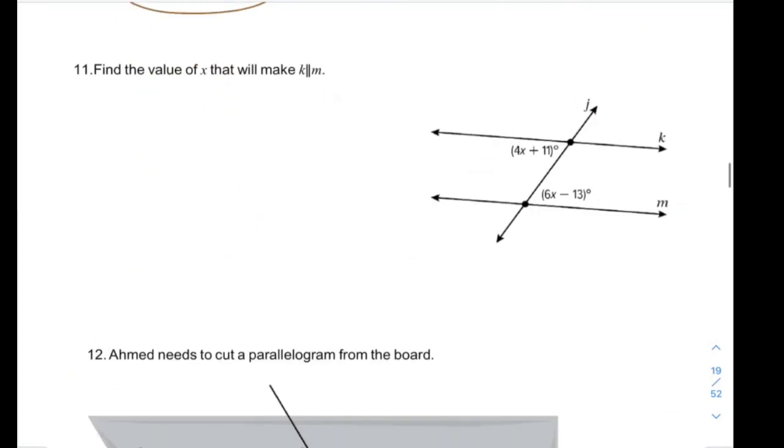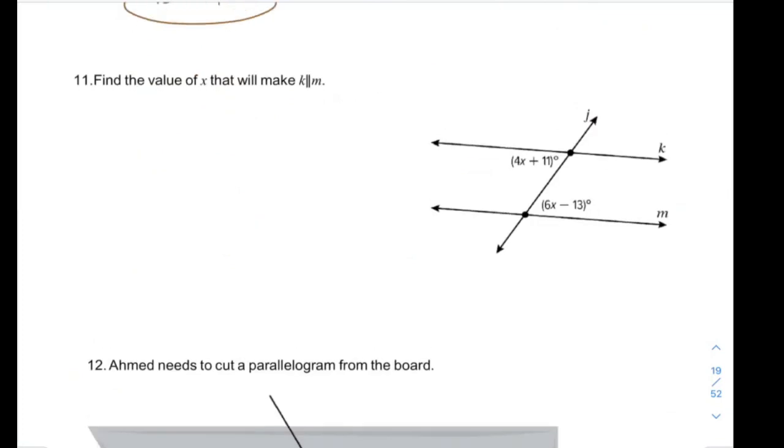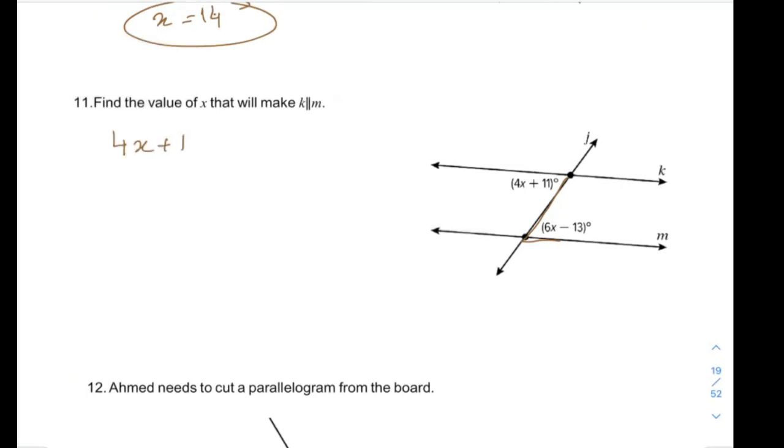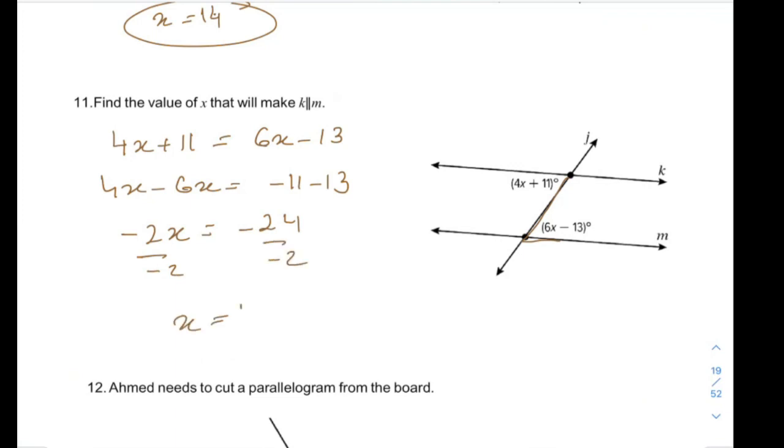Find the value of x that will make k parallel to m. As you see, they are in the form of a Z, meaning alternate interior angles. So they are congruent, so we will make them equal to each other. For x plus 11, this one, equals 6x minus 13. So 4x minus 6x is -11 minus 13. -2x is -24. And x is 12.